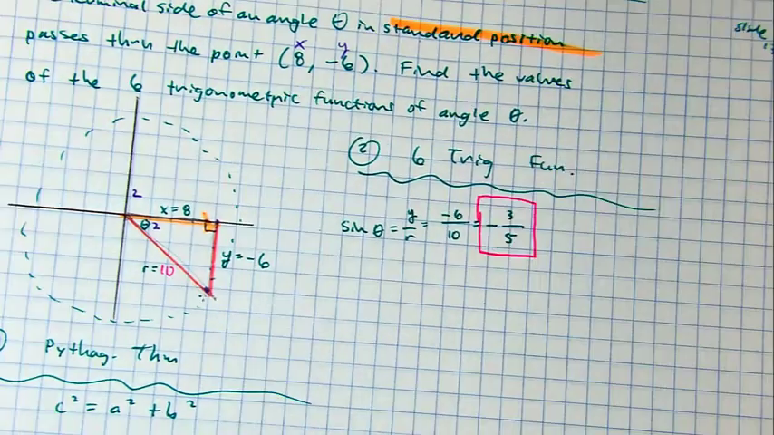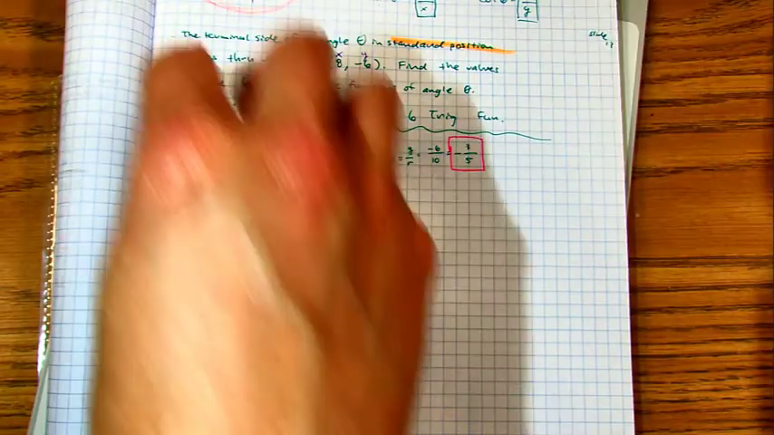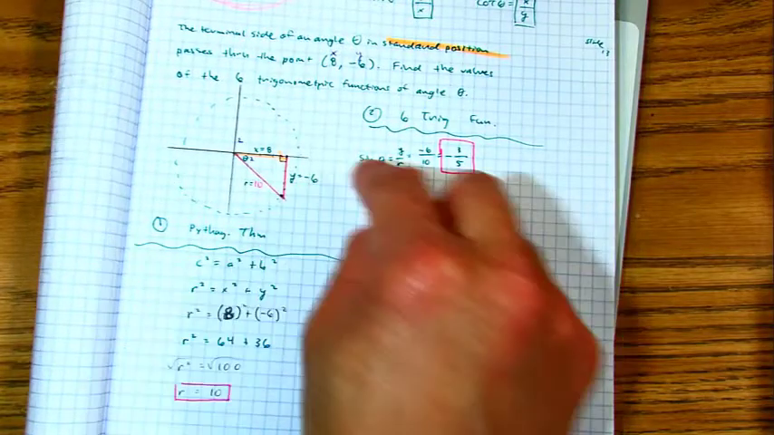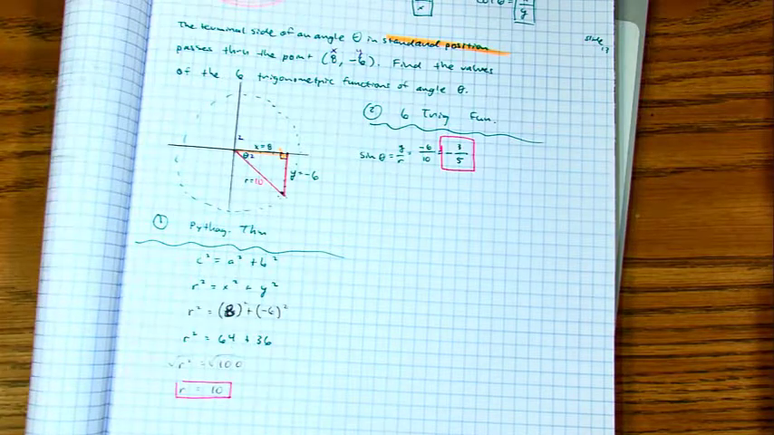Let's do some processing. Partner A, you're going to explain the picture. How did you start the problem? Partner B, how do you solve for R? Make sure you understand how I did sine. And you're going to do the other 5 trig functions. And I'll be calling on you in about 3 minutes.